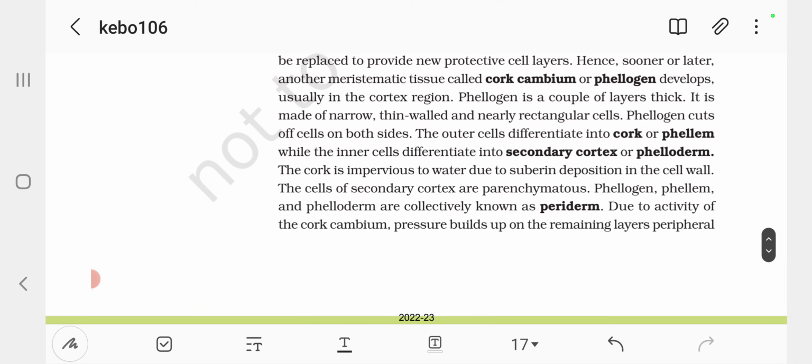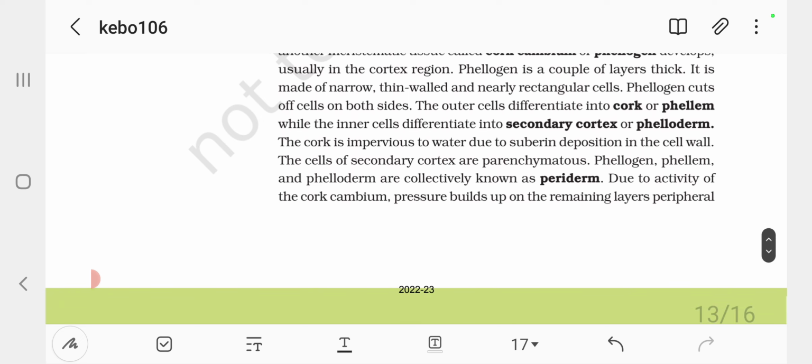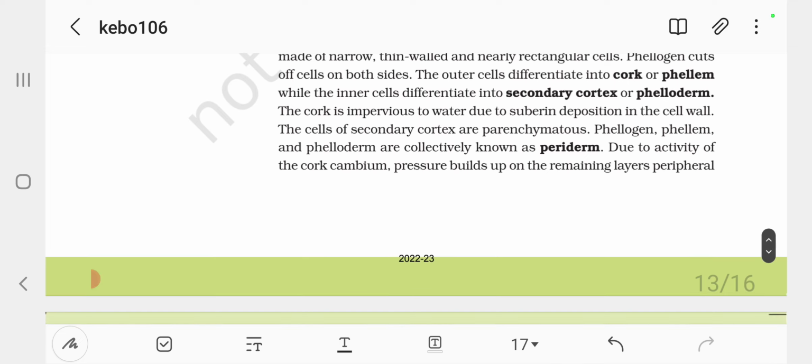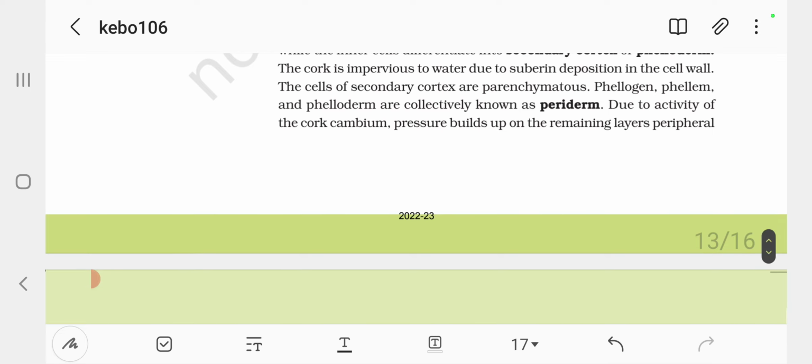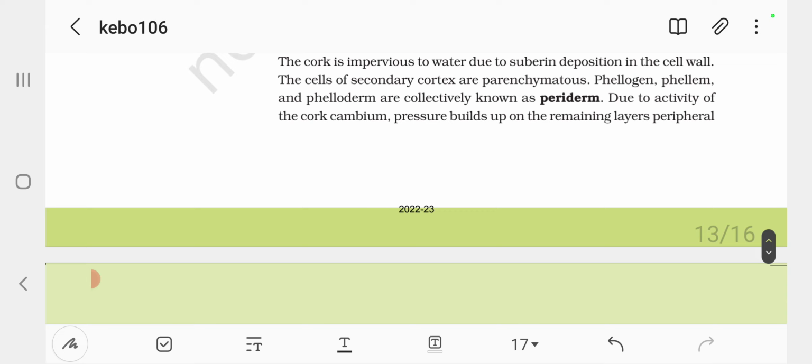Phellogen is a couple of layers thick. It is made up of narrow, thin-walled and nearly rectangular cells. Phellogen cuts off cells on both sides. The outer cells differentiate into cork or phellum, while the inner cells differentiate into secondary cortex or phelloderm. The cork is impervious to water due to suberin deposition in the cell wall. The cells of secondary cortex are parenchymatous. Phellogen, phellum, and phelloderm are collectively known as periderm.